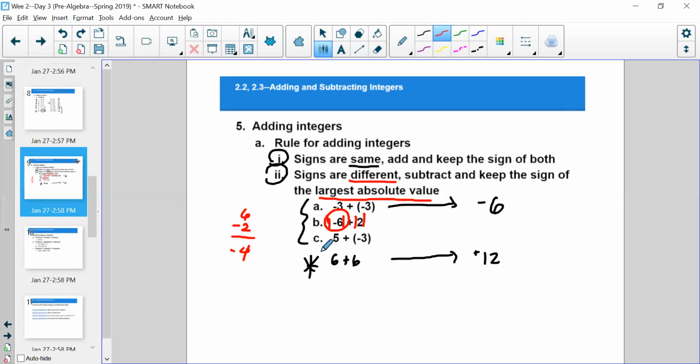Okay, look at C. Are the signs the same? No, they're different. So let's subtract. So 5 minus 3, you get 2. Now, is the answer going to be positive or negative? Absolute value of negative 3 is 3. Absolute value of 5 is 5. That had the higher absolute value. The answer would be positive 2.